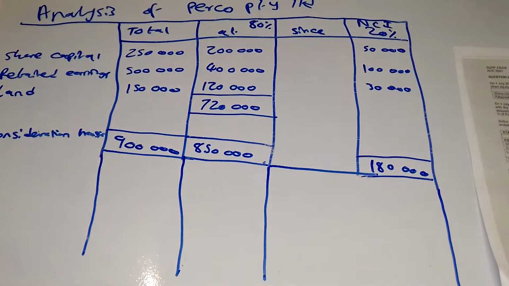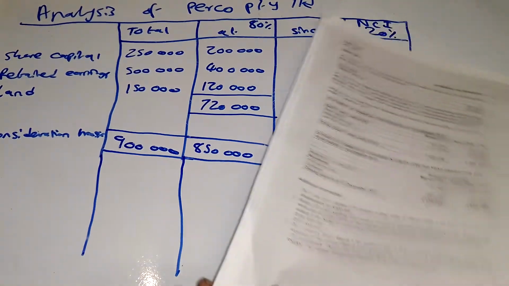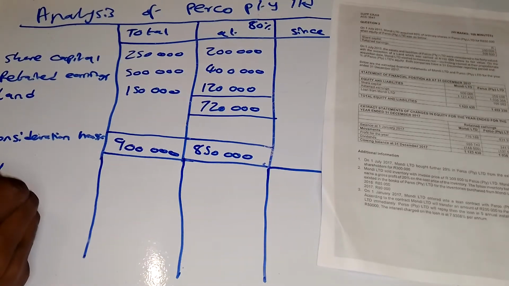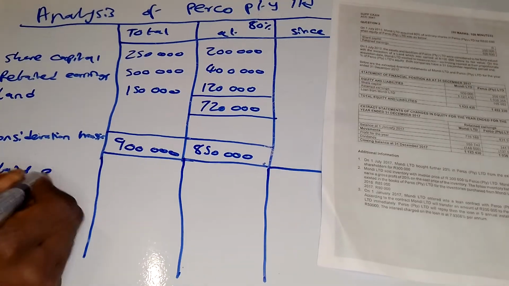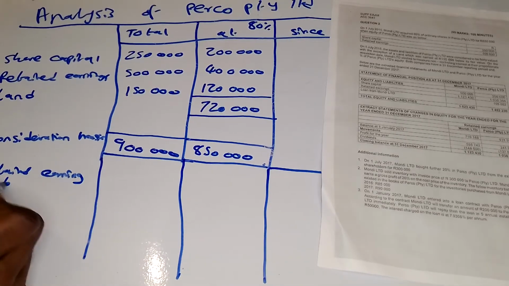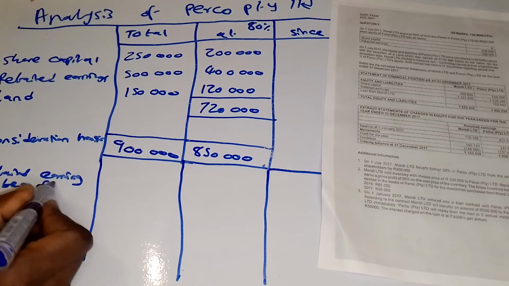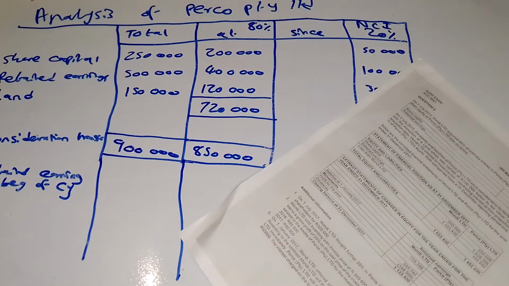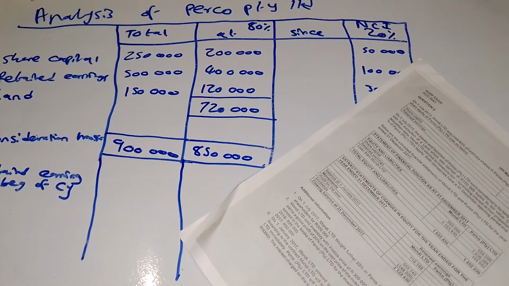Okay, now on at acquisition we start with retained earnings at the beginning of the current year. So this balance, we are looking at the changes that happened on the retained earnings from the date that we purchased this company until the beginning of the current year.